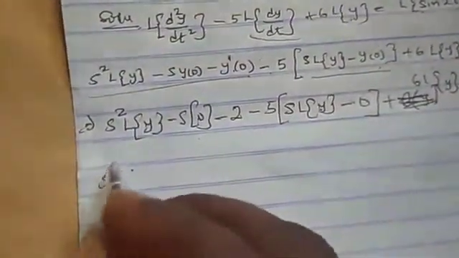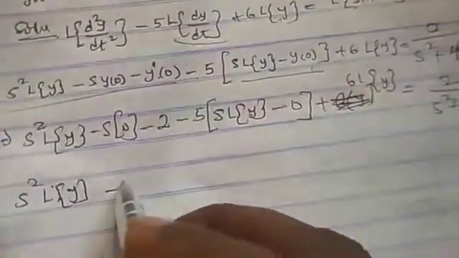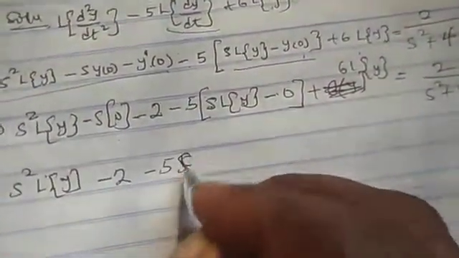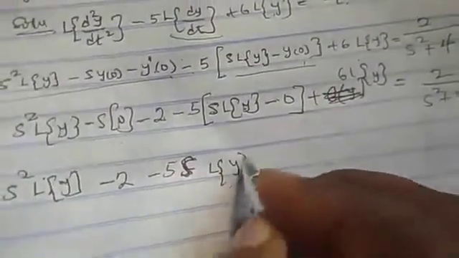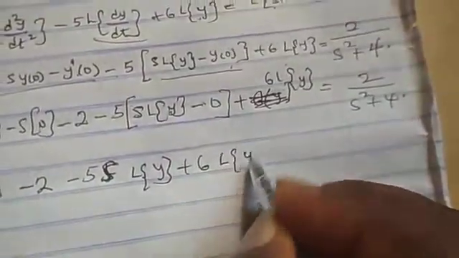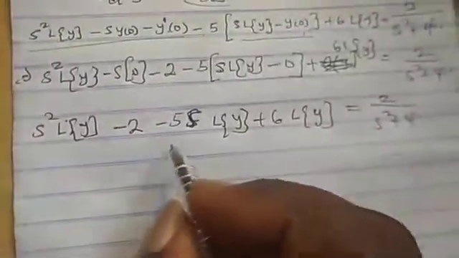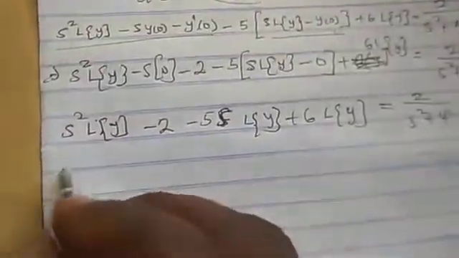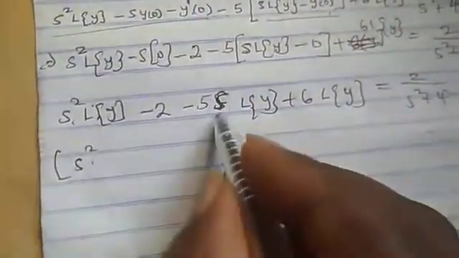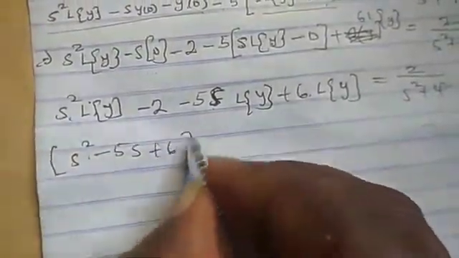After this, we simplify further. This is Laplace transform of y minus 2. If you expand, we have 5s Laplace transform of y, and last one there plus 6 Laplace transform of y equal to 2 over s squared plus 4. So from this place, anything with Laplace transform of y, we take them to one side. This is s squared. This is another one here, minus 5s. This is another one, plus 6.